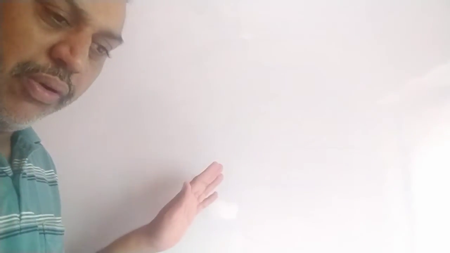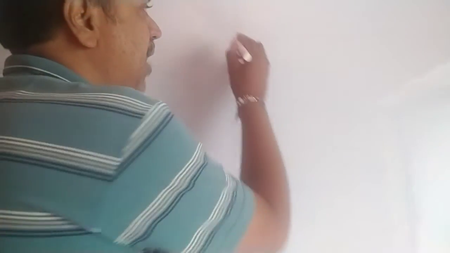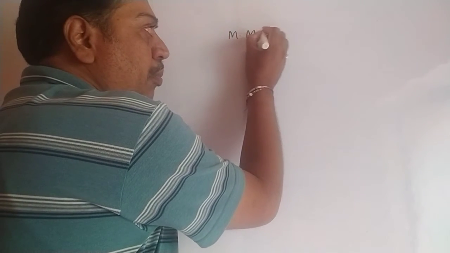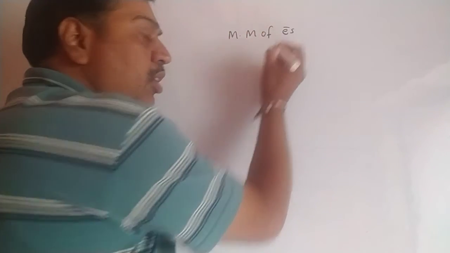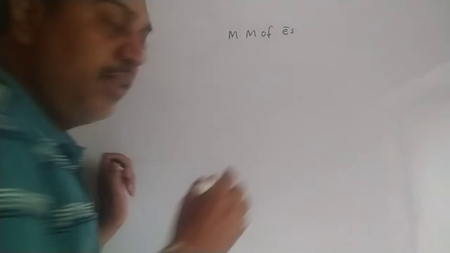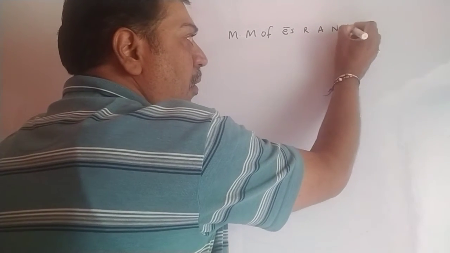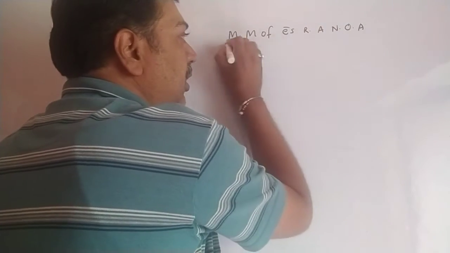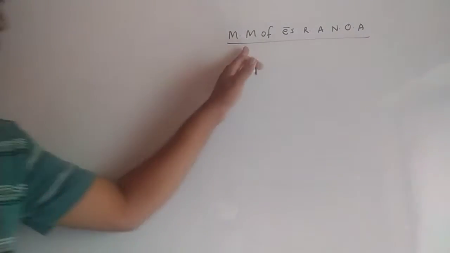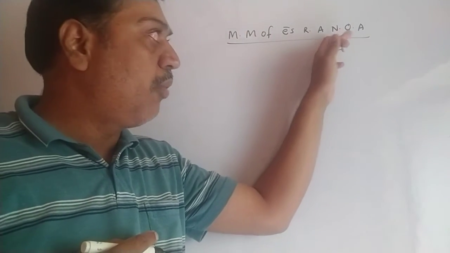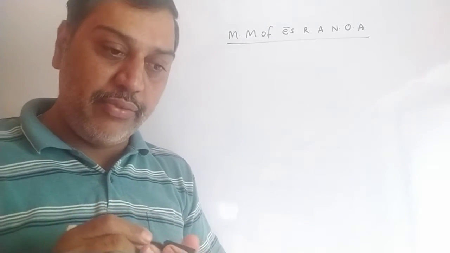Now let's go to the next topic of this chapter, that is nothing but the magnetic moment of an electron revolving around the nucleus in an atom. I will read it: magnetic moment of an electron revolving around the nucleus of an atom. That we have to see.